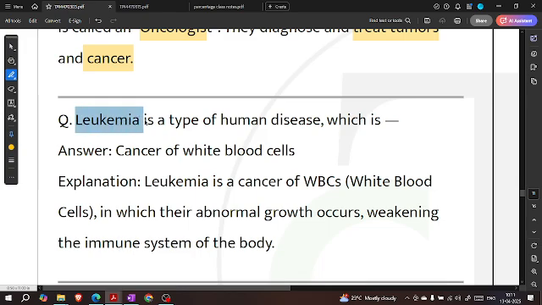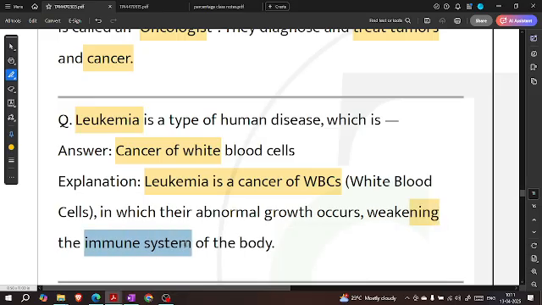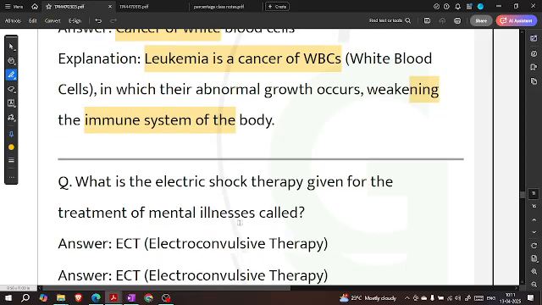Leukemia. Leukemia is a type of human disease which is cancer of white blood cells. Leukemia is a cancer of white blood cells in which their abnormal growth occurs, weakening the immune system of the body.